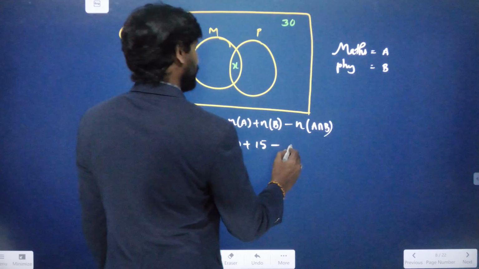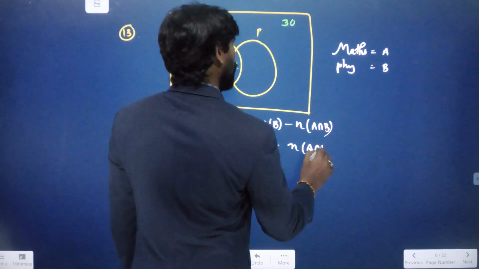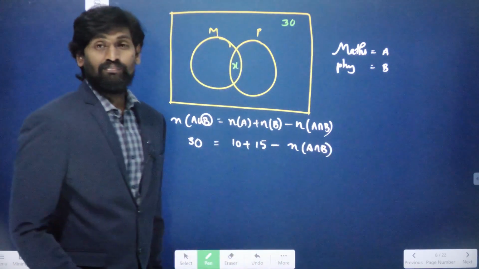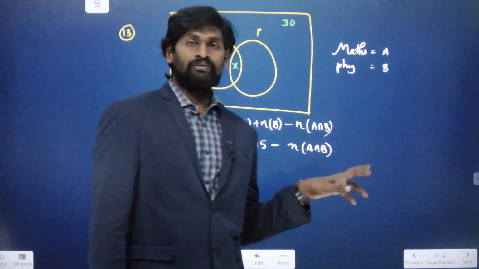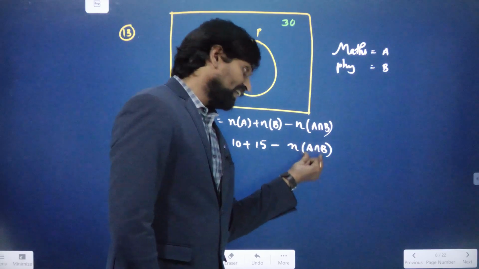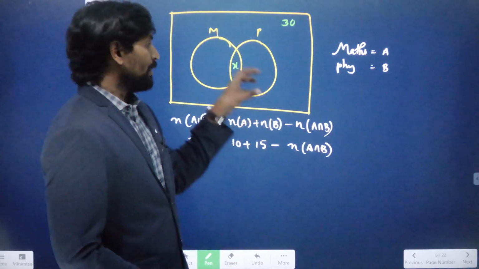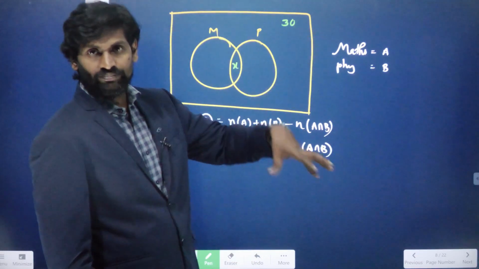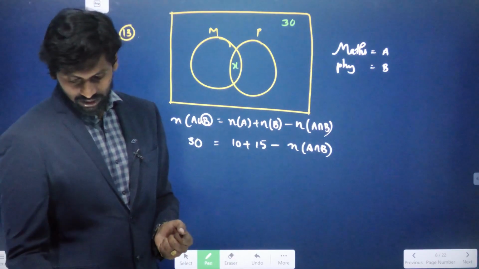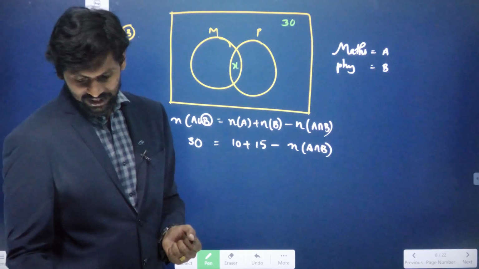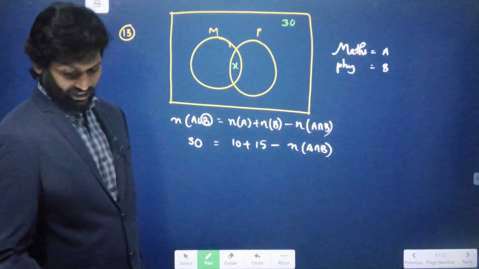N of A intersection B we don't know. That means common. How many take both maths and physics? A intersection B means all the elements common to set A and set B together. That means the people who are taking math subject and physics subject together are called A intersection B. So we need to find that only, right? The number of students who take both mathematics and physics.